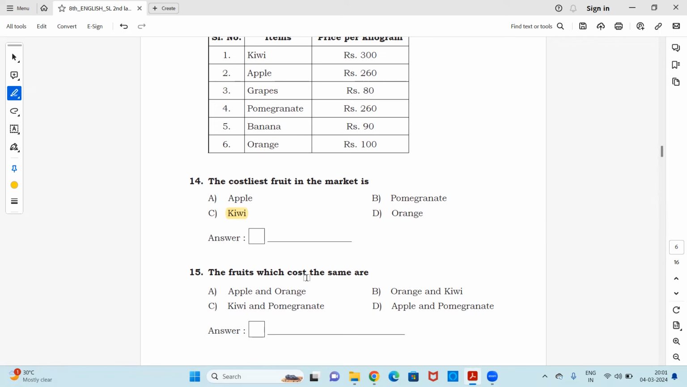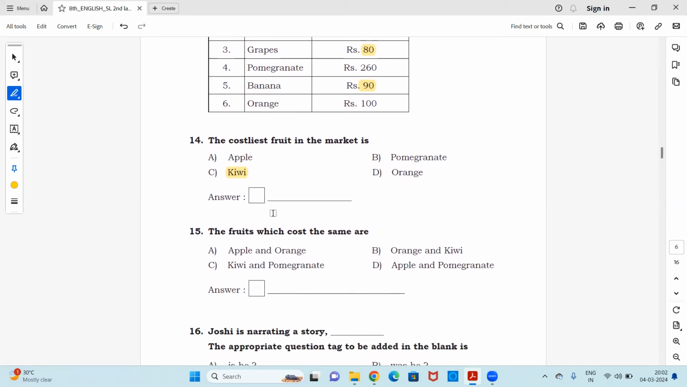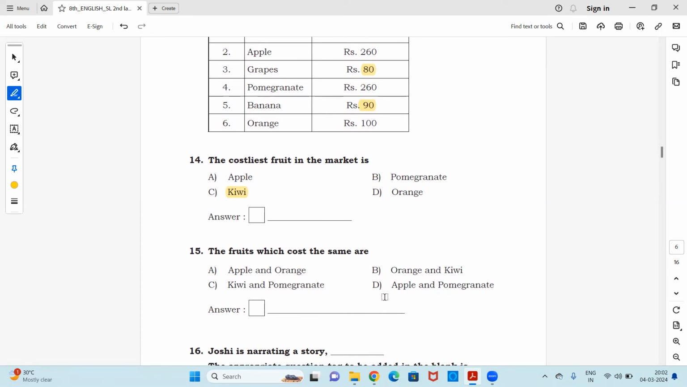Similarly, the fruits which cost the same are, which two fruits have the same cost over here? Okay, so you can see it's very near to each other, will be grapes and banana. So no, you don't have that option. Okay, per kilogram. Fine. The fruits which cost the same are apple and orange, kiwi and pomegranate, orange and kiwi, or apple and pomegranate. Which one is similar?